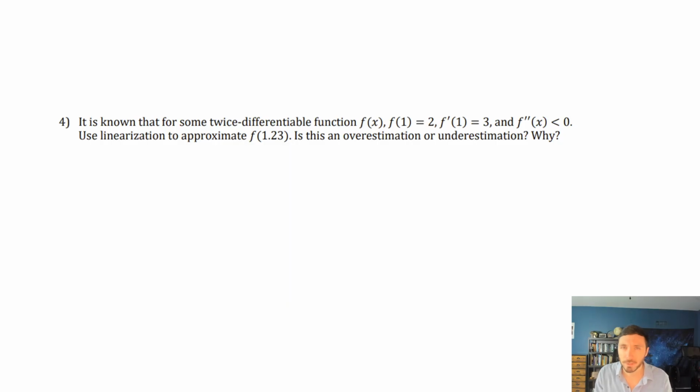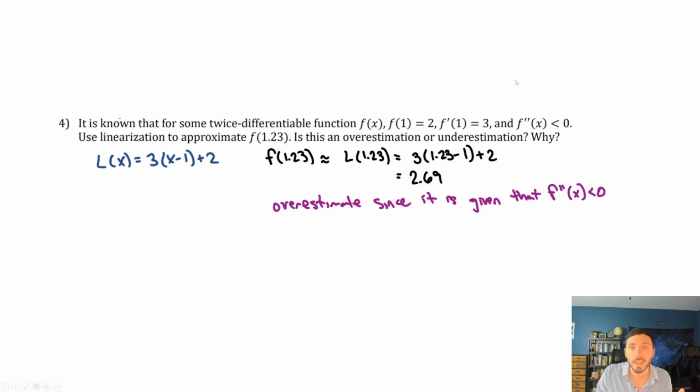Sometimes it could be given to you through table or tabular information. Here I'm just explicitly giving you all the needed expressions within the prompt. So 3, 2, 1. Tangent line, I'm just using that slope of 3. I'm just using that input of 1, which is nearby 1.23. And then I'm using that output of 2 for your y1. So when I approximate the 1.23, I'm getting 2.69. And then, of course, it's an overestimate. We're given explicitly that it's concave down. So tangent line will be above the curve.